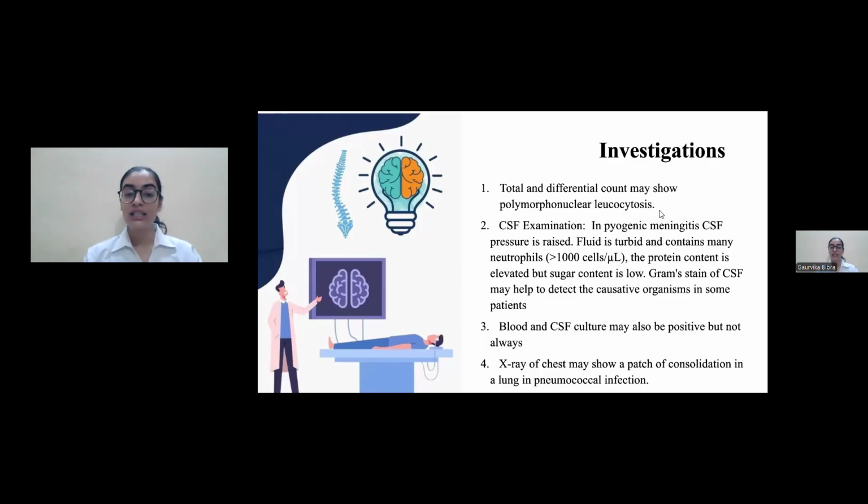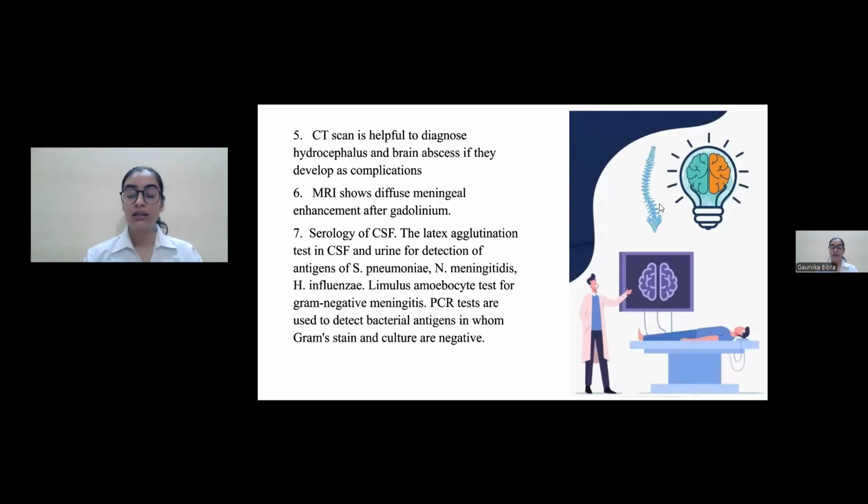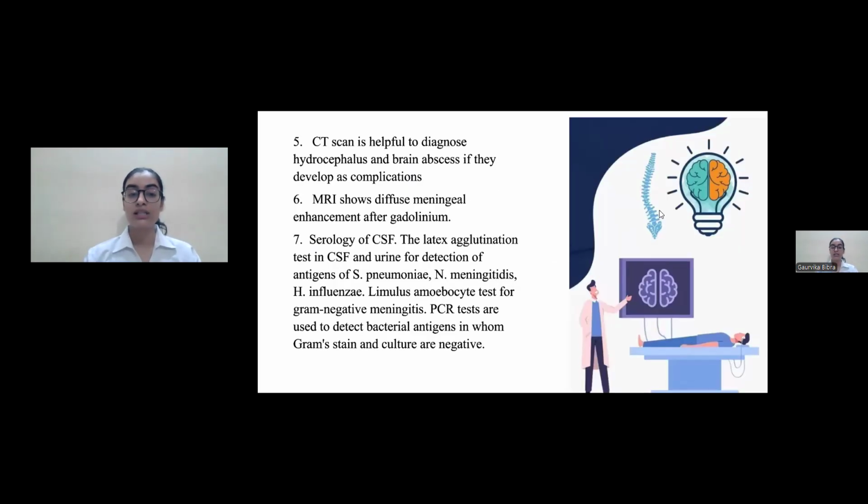Then moving on to the CT scan, it is always a helpful tool of diagnosis. It could help us to diagnose hydrocephalus and brain abscess if they develop as a complication. MRI would show diffuse meningeal enhancement after gadolinium.